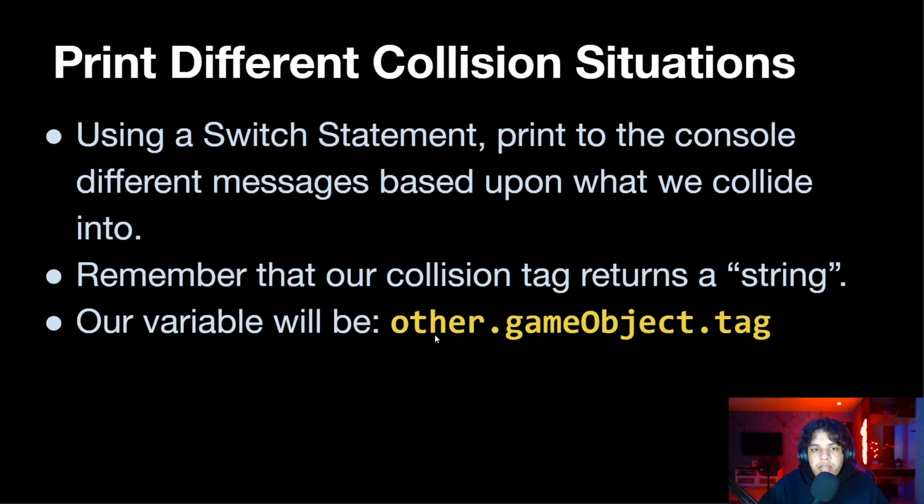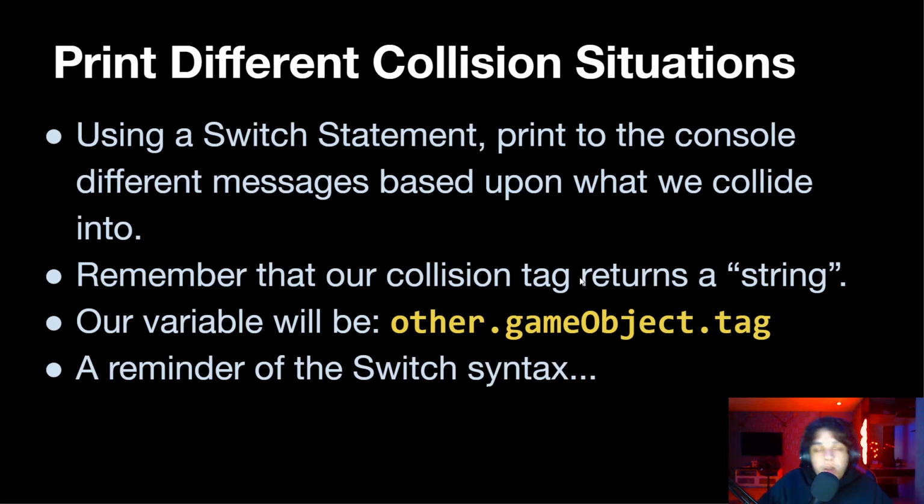And just remember that this variable, whatever we're going to put in that variable to compare, it's going to be this thing, other.gameObject.tag. This is the way to reference the tag that the current game object is having. Or if you're going to use OnCollisionEnter, that's going to be a whole new different thing.